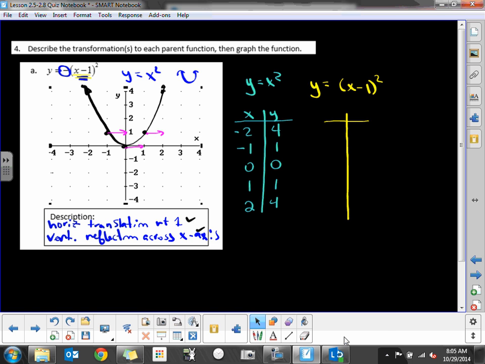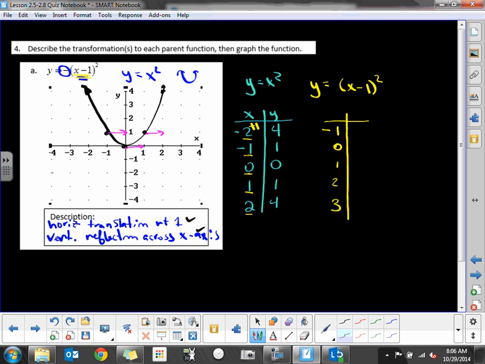So I'm going to show you what happens to your ordered pairs. If I slide every one of these x values 1 unit to the right, the -2 becomes a -1, the -1 becomes a 0, the 0 becomes a 1, the 1 becomes a 2, and the 2 becomes a 3. I basically am going to add 1 to every single one of my x values, because that's what this horizontal shift 1 unit to the right does.